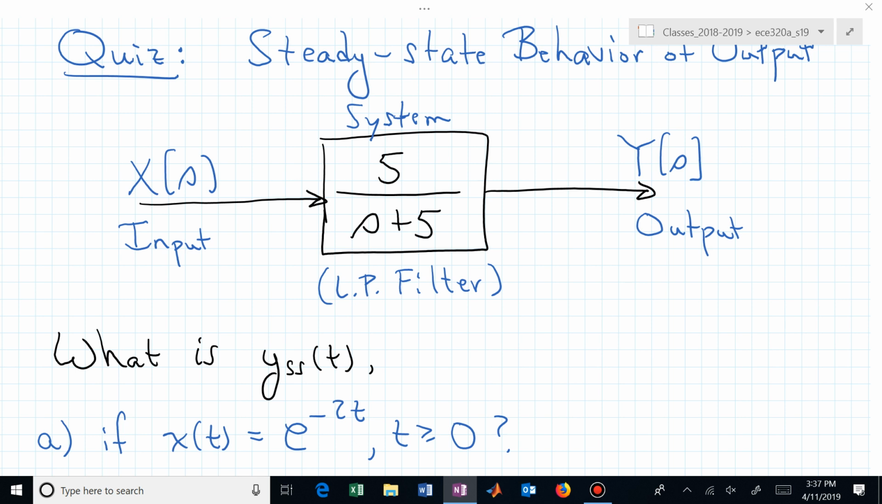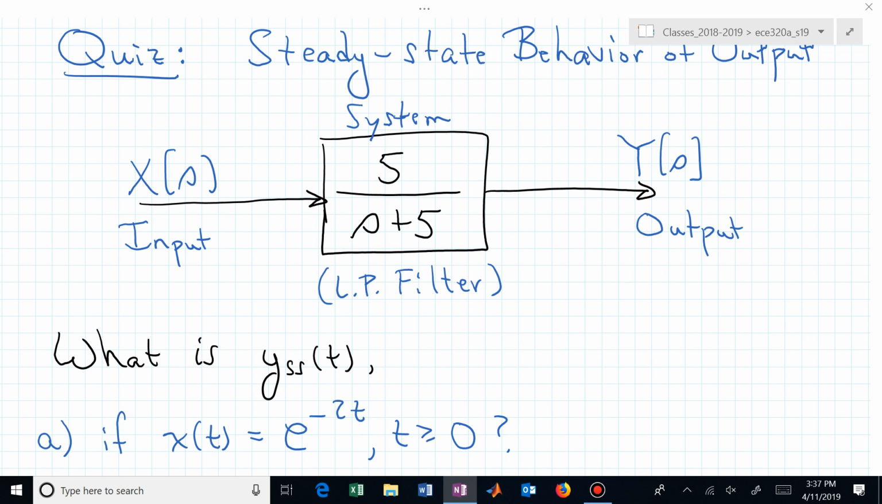Does anyone have an answer? Pardon? Decay? Are we in a dentist office with decay? What? This is an exponential decay, isn't it? And that's what you're exciting this low-pass filter with. What would you expect to happen to an exponential waveform that you low-pass filter?